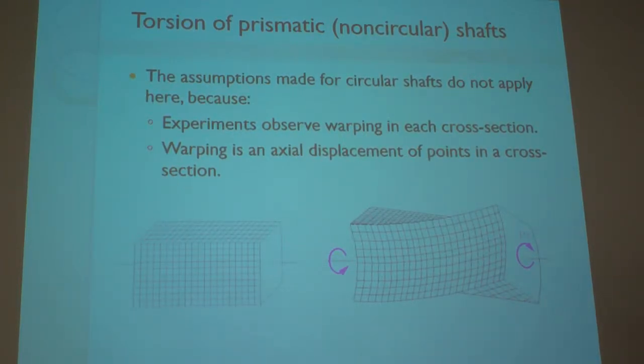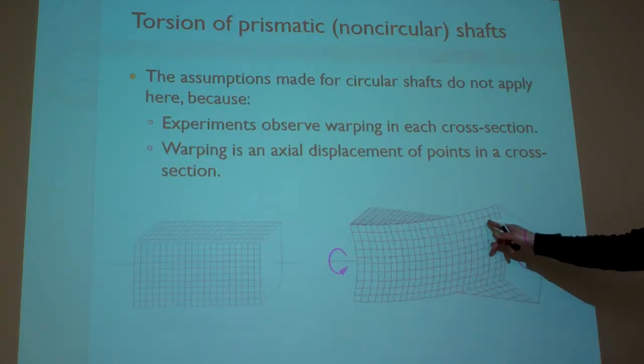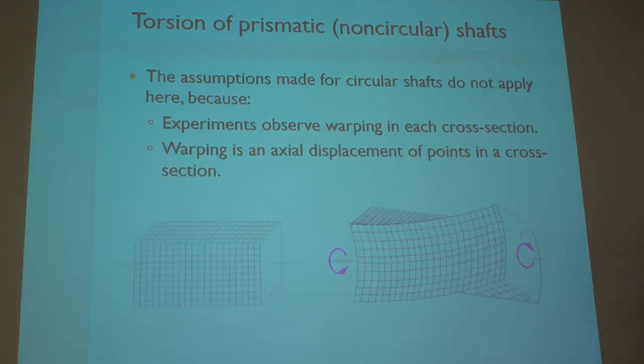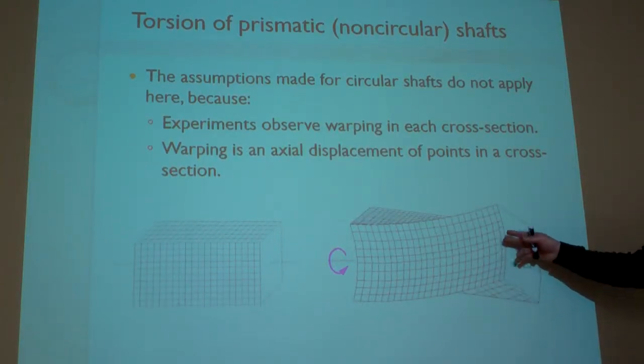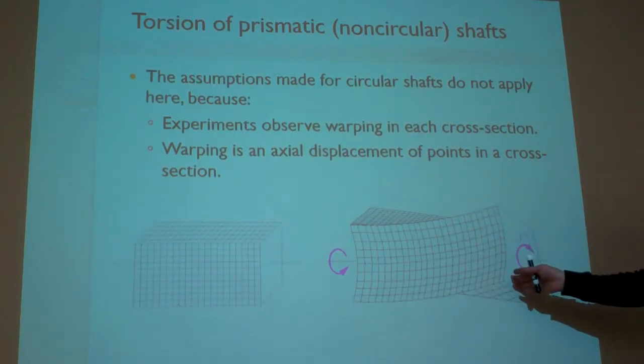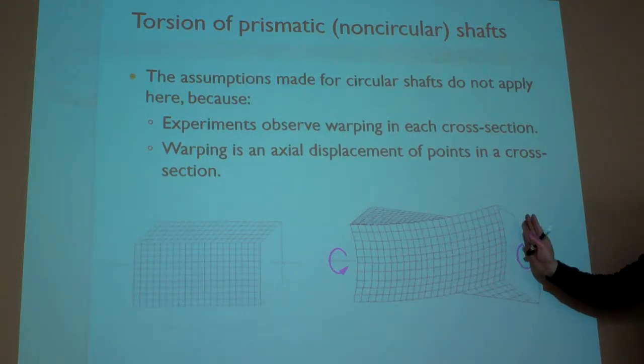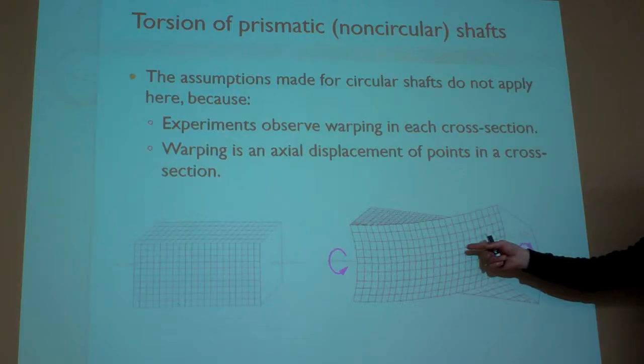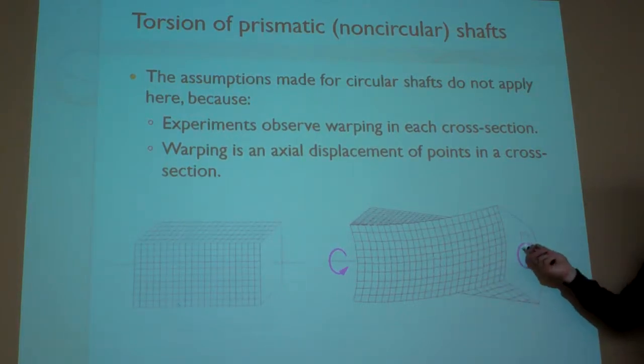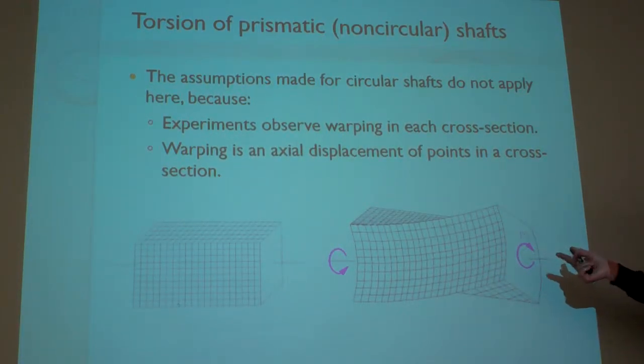So the warping, probably we can utilize this figure to have a better view. Basically, for warping, you can see all the cross sections before deformation are planes, but after deformation they are curved in this direction. So this one we call the warpage that exists in this model.